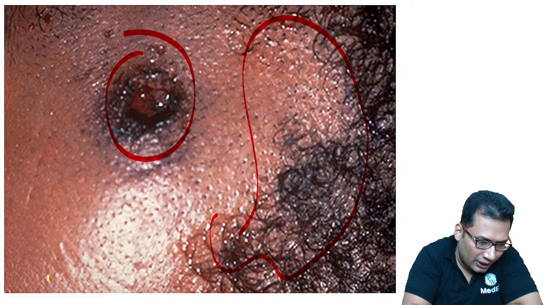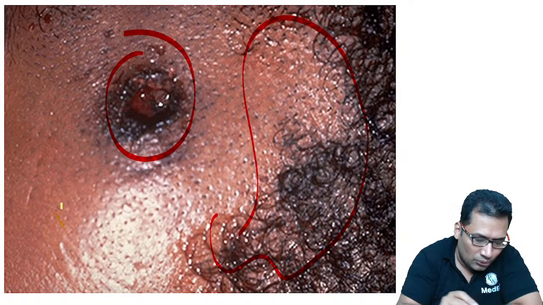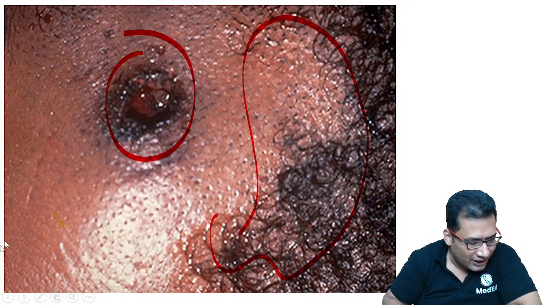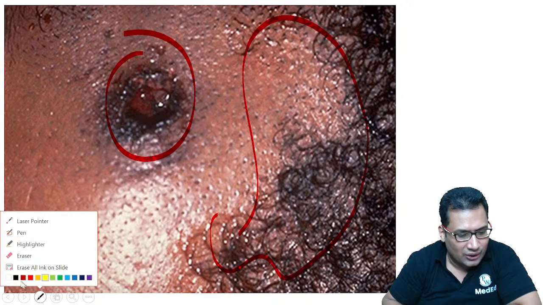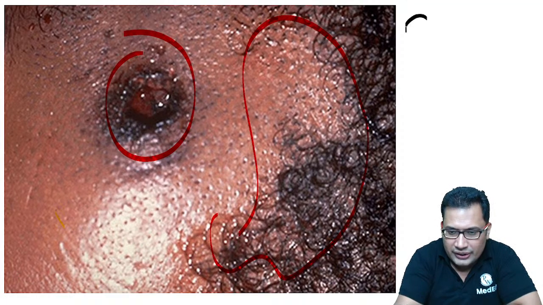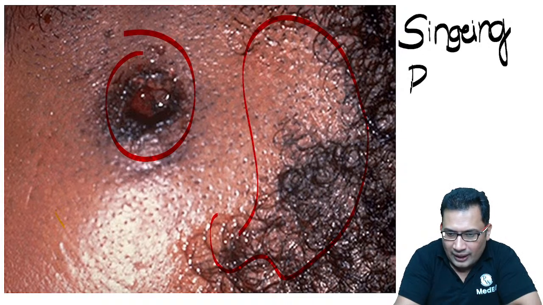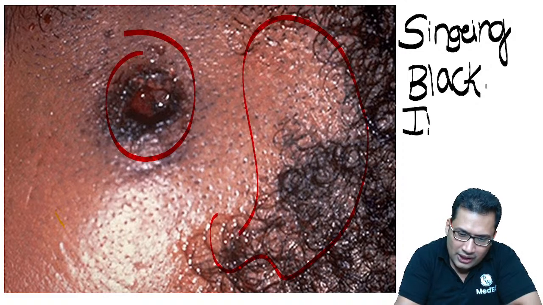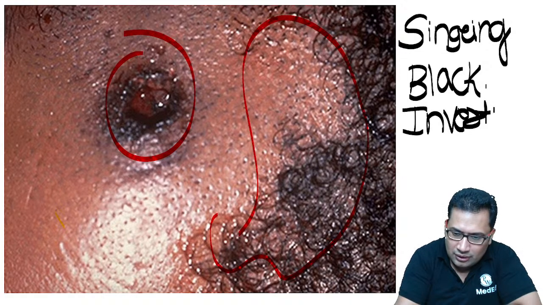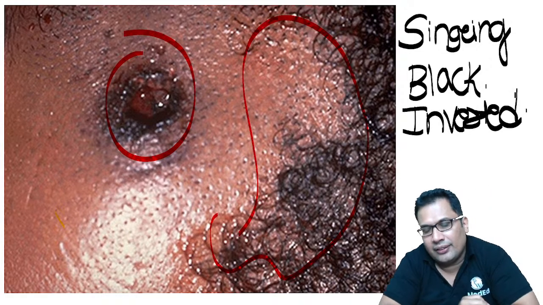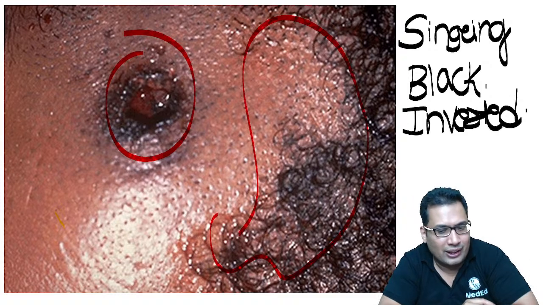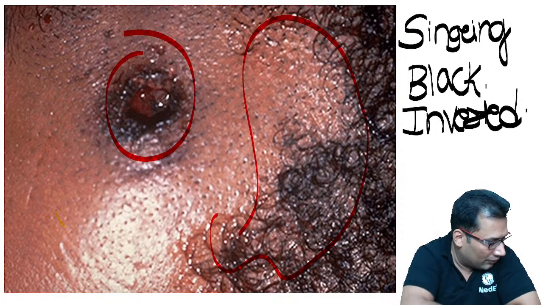Singeing of the hair. Very good. Singeing of the hair. Good point. Singeing is there. Blackening is there. Inverted margin. Less bleeding. All these are the features of entry wound. Good.